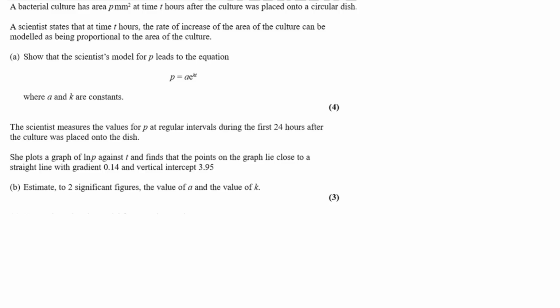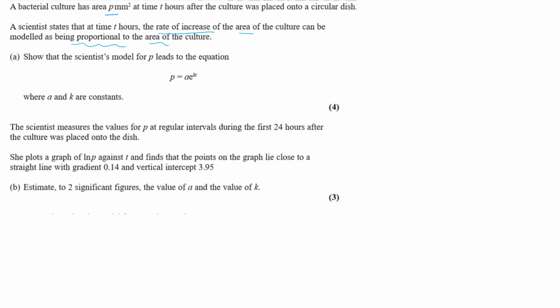So this first question is a differential equation question. We've got a bacterial culture which has area P. They're using the letter P to describe the area, and at time T after the culture was placed onto the dish, a scientist is stating that the rate of increase of that area P of the culture is being modelled as being proportional to the actual area, which is P.